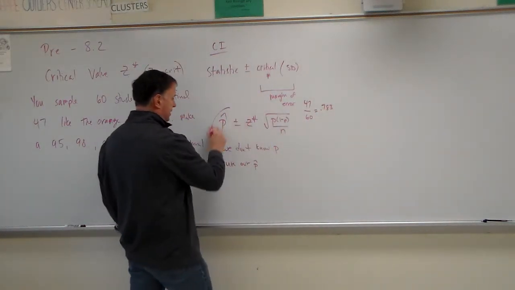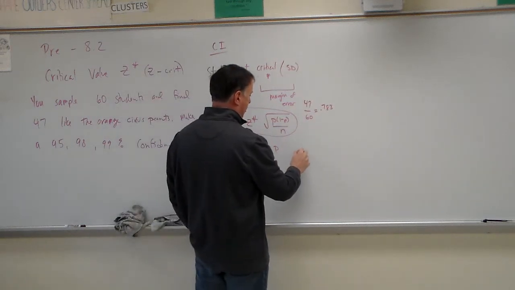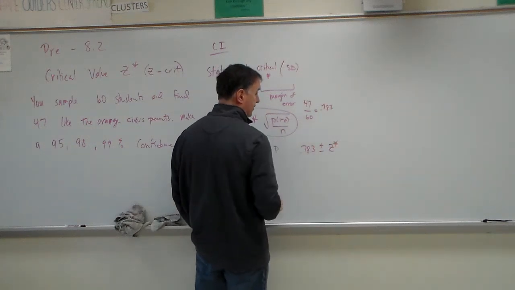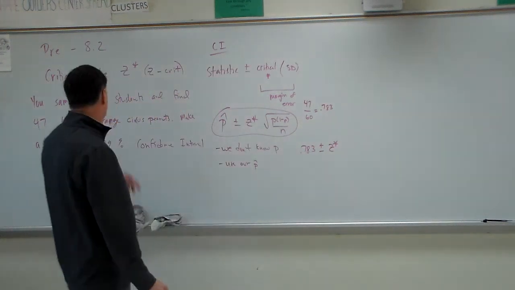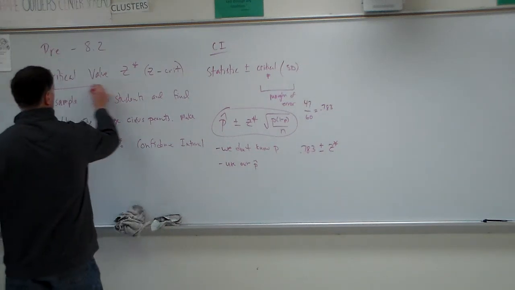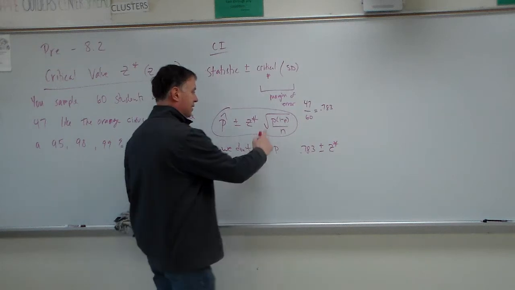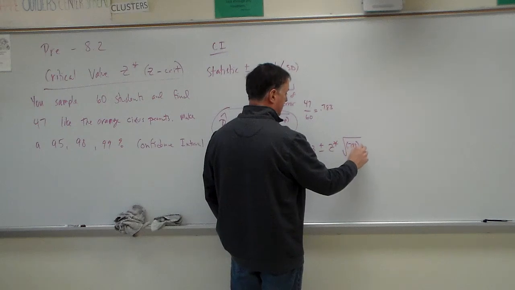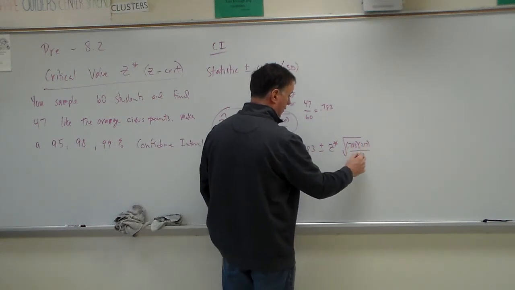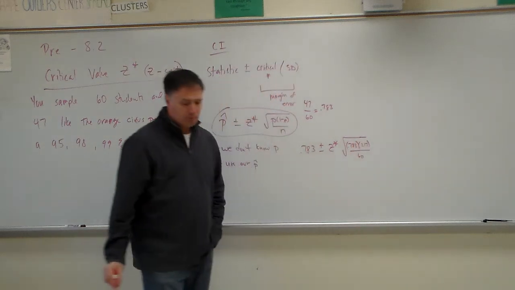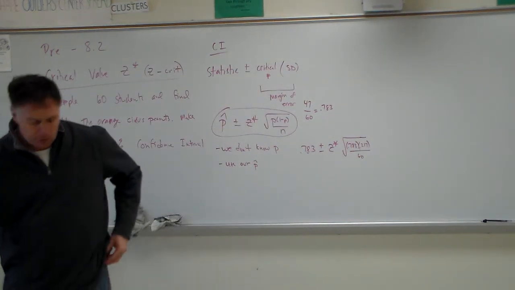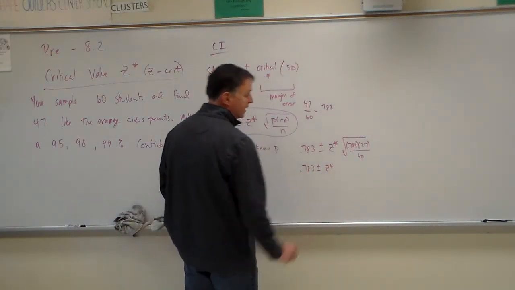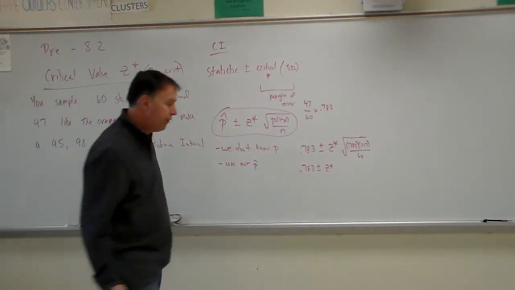So when I set up the mechanics of my problem, I've got 0.783 plus or minus. I'm going to leave this as a critical Z for now. I have to show you how to do that. That's the whole point of this. Critical value Z, that's what we're talking about. But we can do this. This would be the square root of 0.783 times 0.217 all over our number 60. Do I simplify that? I do. 0.783 plus or minus this critical Z times 0.0532.